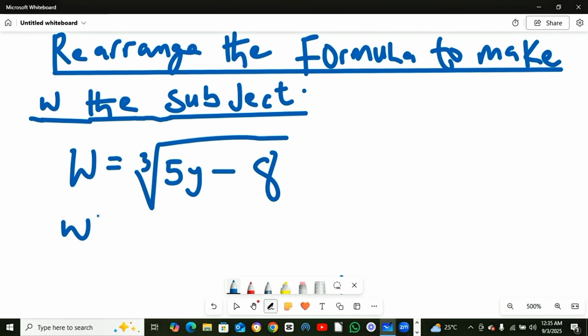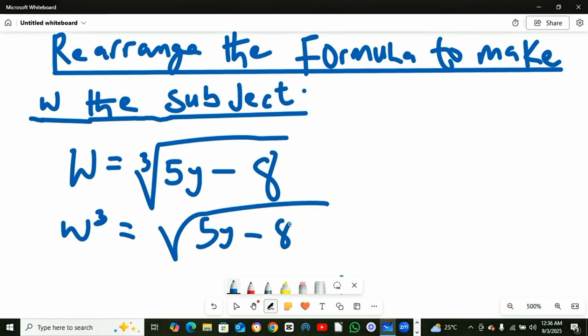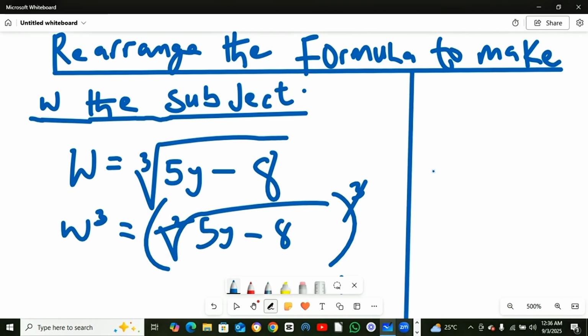The cube is going to be 3w cubed equals 5y minus 8. So we introduce the cube. So this cube will cancel out this cube root. So we're going to have 3w cubed equals 5y minus 8. So we're making y the subject.